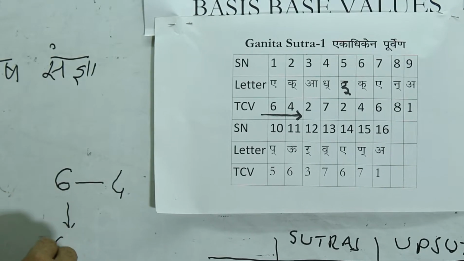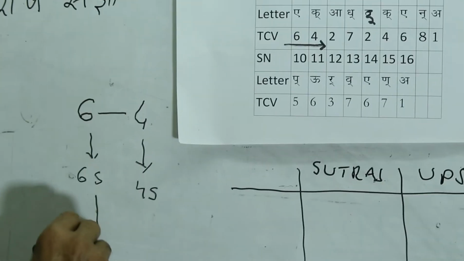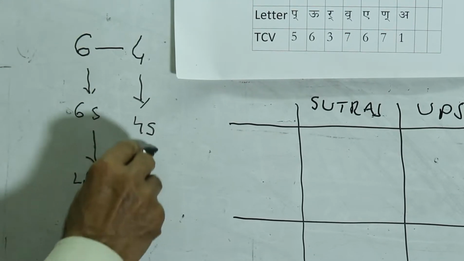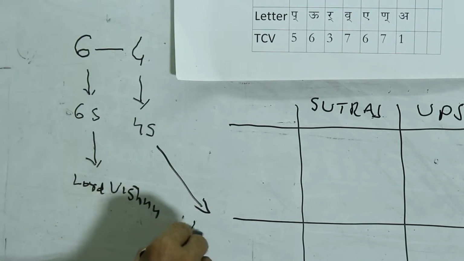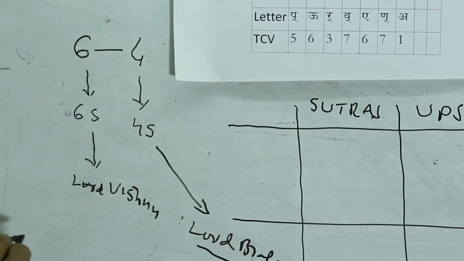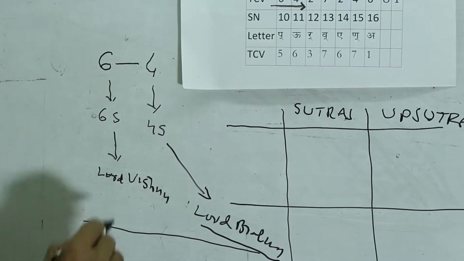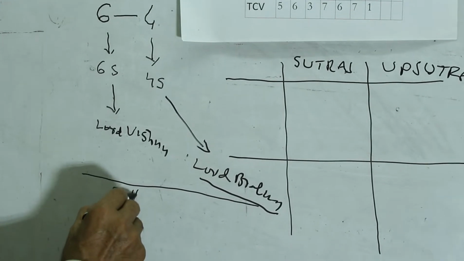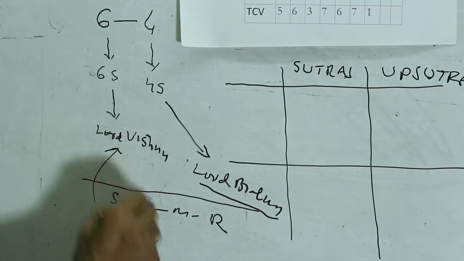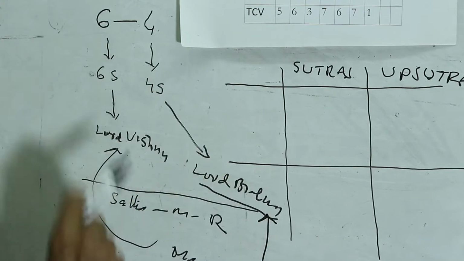6 is parallel to 6 space, 4 is parallel to 4 space. 6 space is presided by Lord Vishnu, overlord of 6 space, and 4 space takes to Lord Brahma, the overlord of 4 space. Let us have a pause here and recapitulate that Sthapatya Mayring Rod is presided by Lord Vishnu, while Mayer of this Mayring Rod is presided by Lord Brahma.